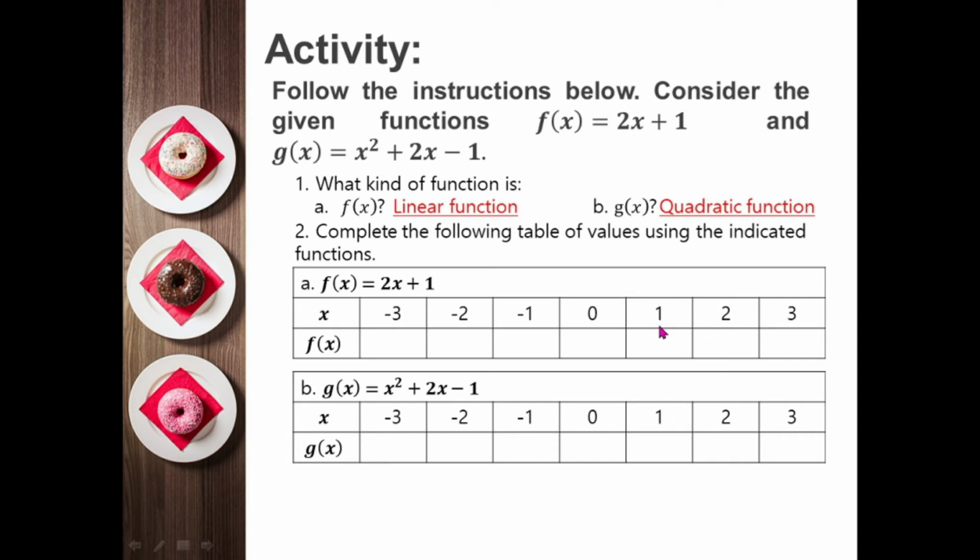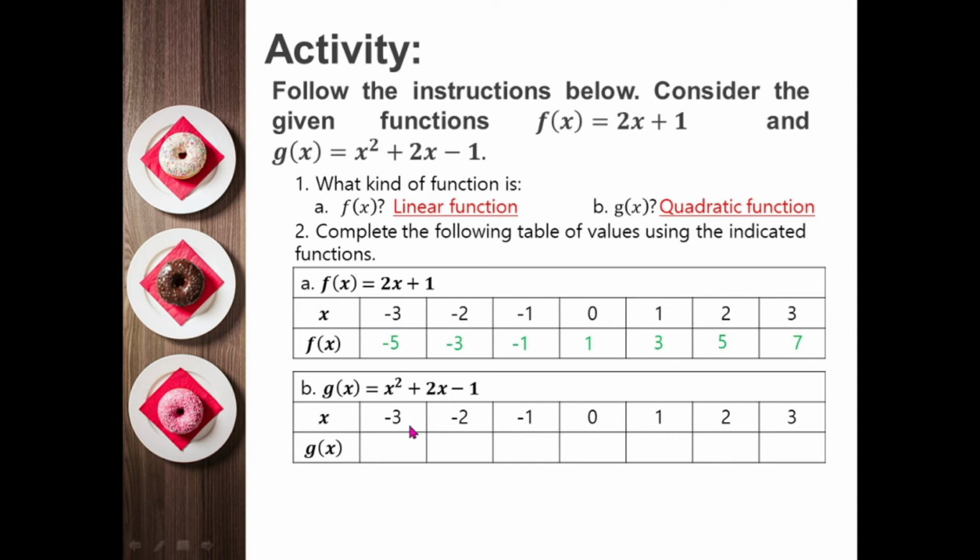If x rather is 1, our f of x is, yes, 3. Now our x is 2, our f of x would be 5. If x is 3, our f of x would be 7. How about letter B? We have g of x is equal to x squared plus 2x minus 1.